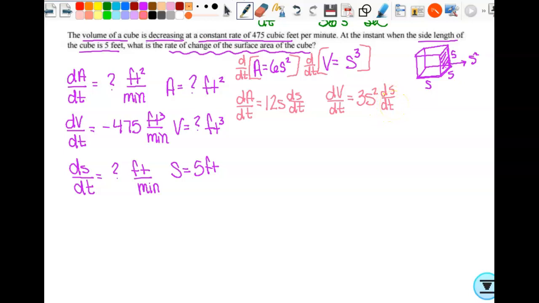Okay, so if you look back over here, we were looking for this. We did know s, but we don't know this, right? Oh my God, we can solve for ds dt. What is dV dt? Negative 475. That is equal to 3 times 5 squared ds dt.